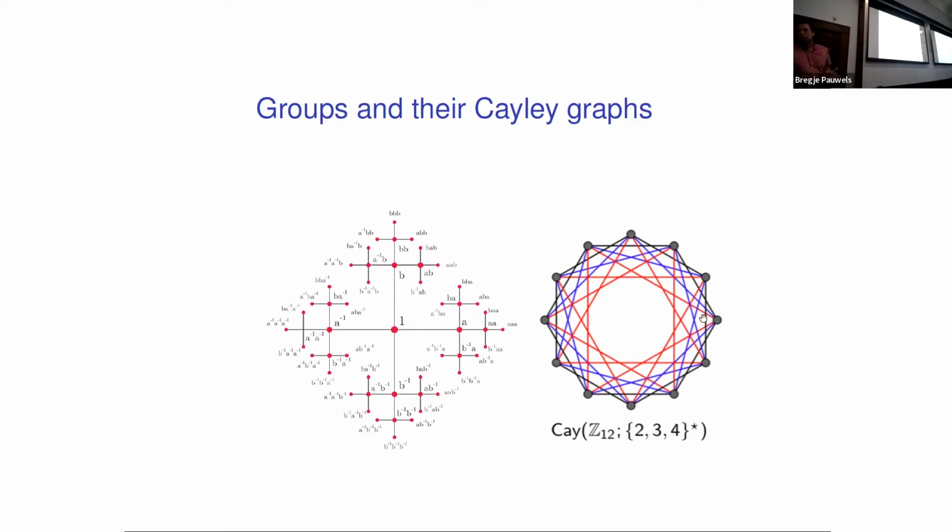And this will be a tree because there are no relations there. And then another example is the Cayley graph. So you take the clock, and then I have three generators here, 2, 3, and 4. So 2 is the black lines, 3 are the blue lines, and 4 are the red lines. So it's modulo 12, and you just add up, you get a graph out of it.